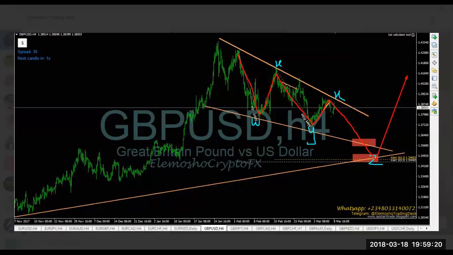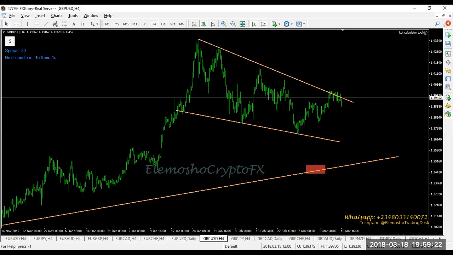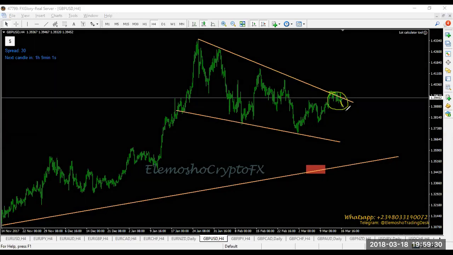So price has not really done anything over the week. Price has only consolidated within this zone right here. And so right now, I'm still expecting this bearish move to the downside, which will complete the WXYXZ before we now have a reaction around here for us to go long.